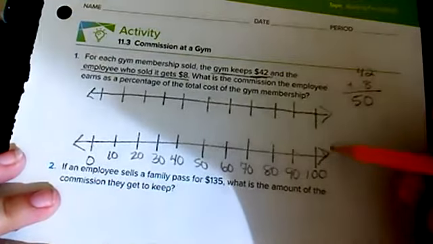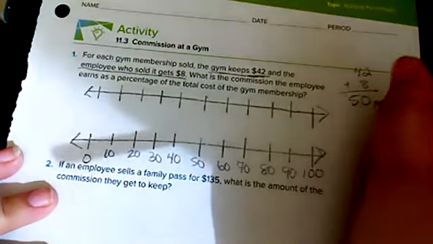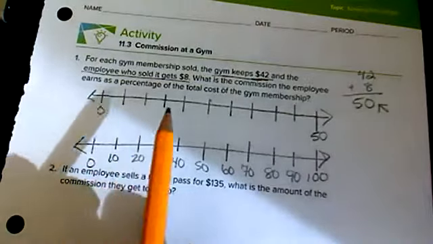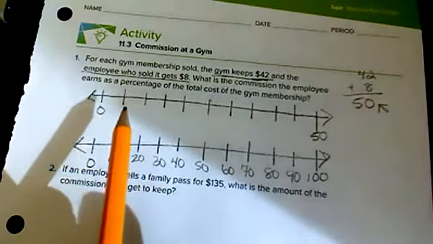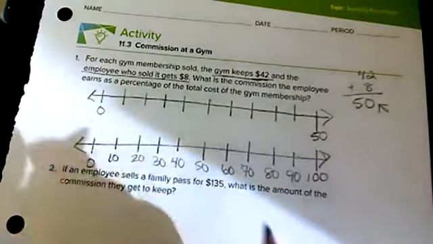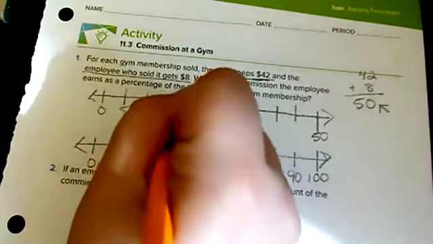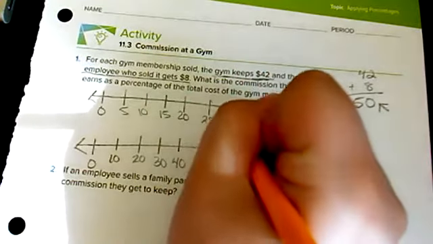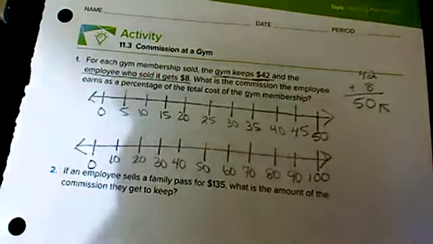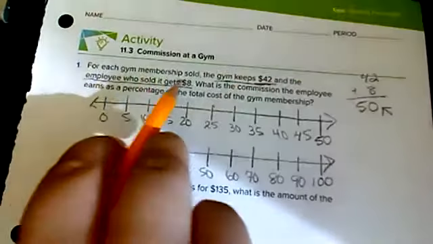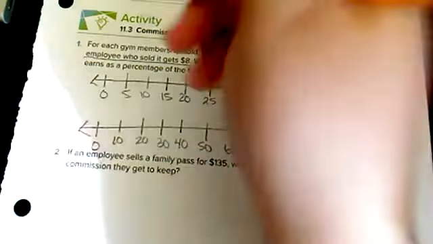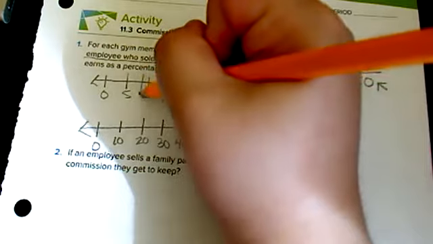And then up here at 100%, we know our value is going to be 50. So I'm going to put 50 here and 0 here. So now I have to fill in all of these lines in between. And since there are 10 lines and we went up to 50, 50 divided by 10 is 5. I'm going to skip count by 5s. So 5, 10, 15, 20, 25, 30, 35, 40, 45, 50. And now I've got to kind of estimate where would that 8 land here? So it's going to be greater than 5, but less than 10. So I would estimate that it's about right here.